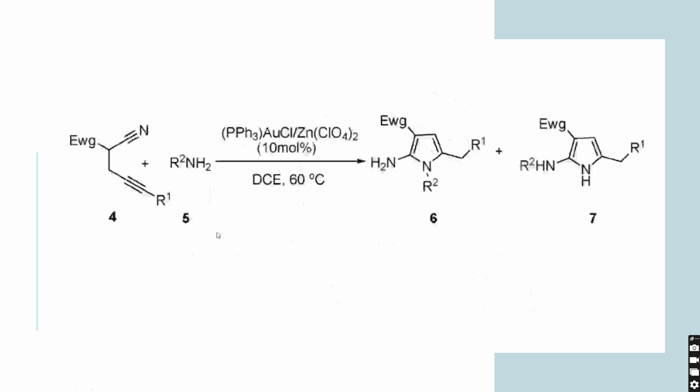So another similar mechanism will be followed in this reaction, where we have this alkyne and a primary amine in presence of gold catalyst and zinc additive. And in this case you can see that two different types of products are forming, where in the first product we have the R2 substituent on the nitrogen atom of pyrrole, and the pyrrole ring nitrogen is unsubstituted in the second product. So let us see how this mechanism is going to be followed.